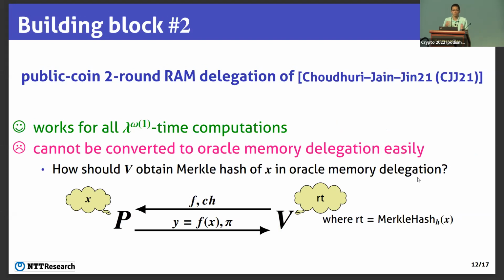Now, a good point of the scheme is that it works for all slightly superpolynomial computation. But the problem is that even though the scheme does not require the verifier to have the entire input, still it is not clear how the scheme can be converted to Oracle memory delegation. In particular, it is not clear how the verifier can obtain the macro hash of the memory in the setting of Oracle memory delegation, where the verifier can only make a small number of queries to an encoding of the memory.